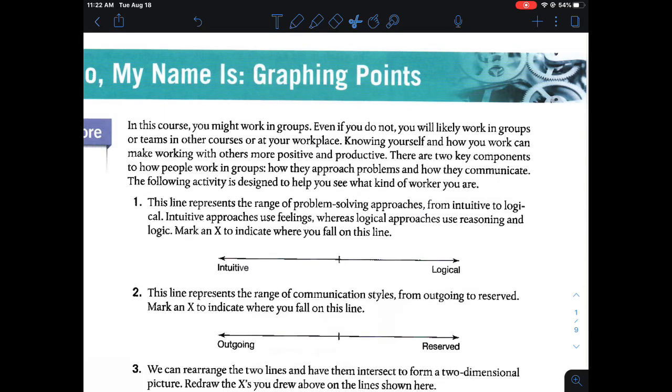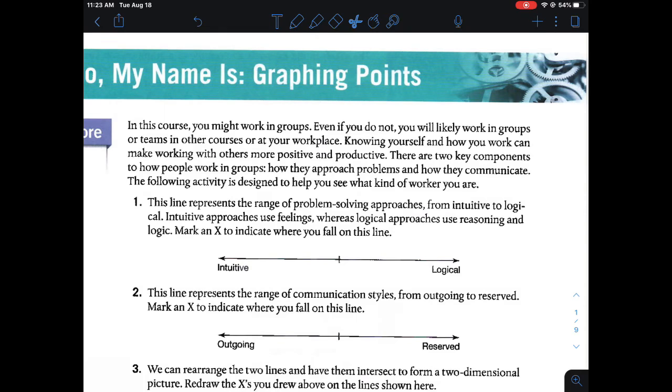So for this, I'm going to be doing my personality and how I approach problems and how I communicate. So your answer might look totally different from mine, and that's okay. So question number 1. This line represents the range of problem-solving approaches from intuitive to logical.